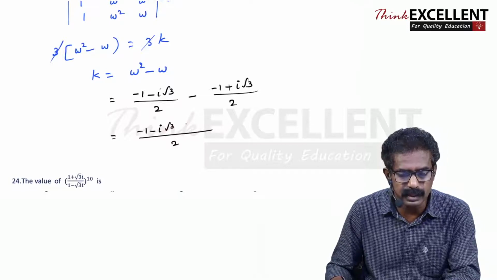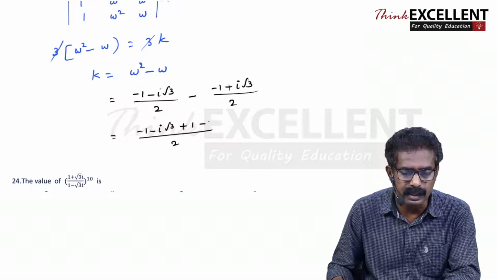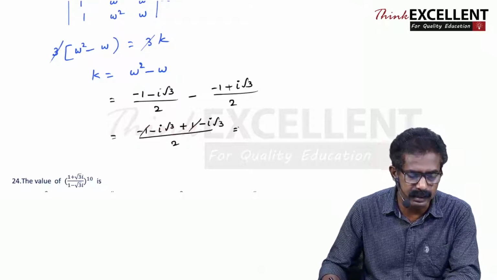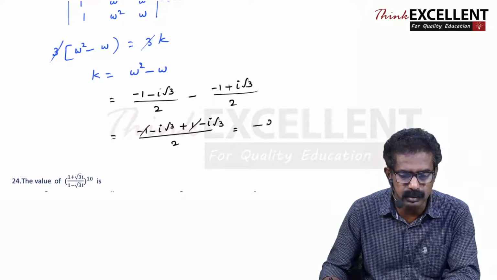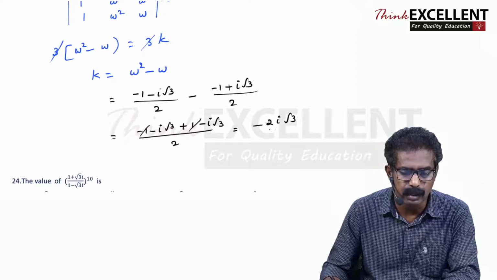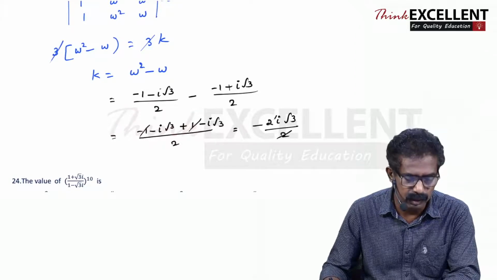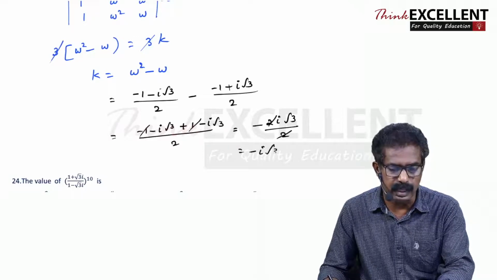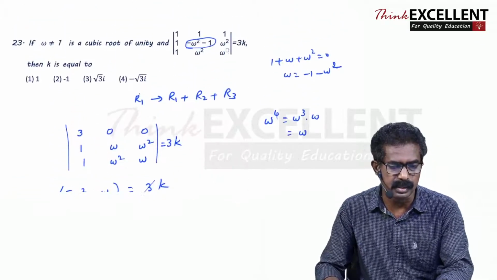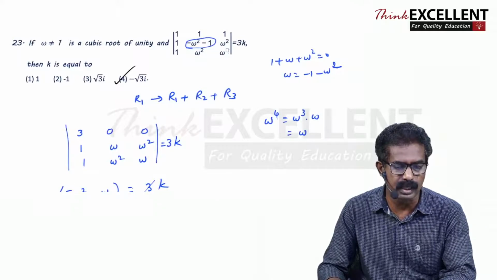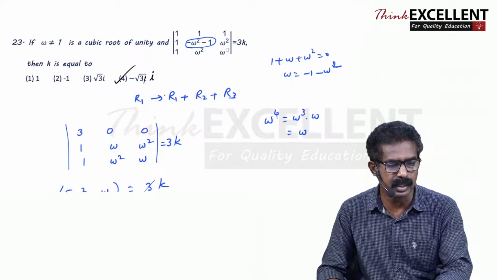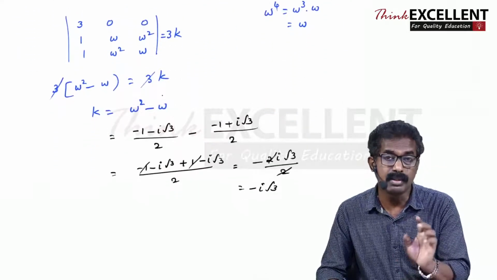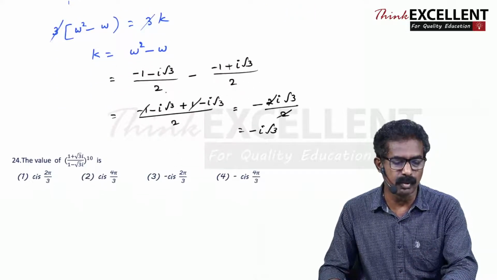Minus 1 minus i root 3 by 2 minus, minus into minus is plus, 1 minus i root 3. So plus 1 minus 1 cancel. Minus i root 3 is minus 2 times i root 3 by 2. So 2 cancel. You are getting minus i root 3 is your answer. Check the options. Yes, fourth one, minus root 3i. So you have to remember the values of omega, omega square.